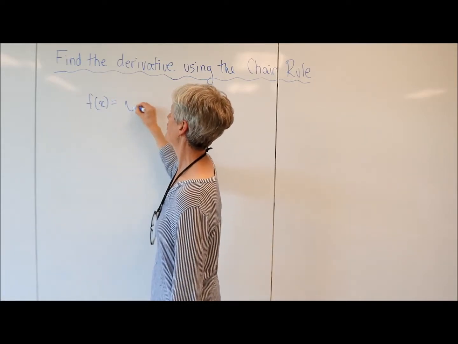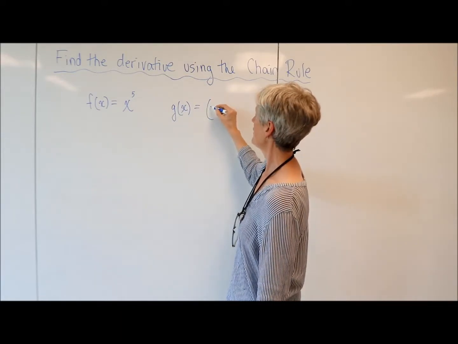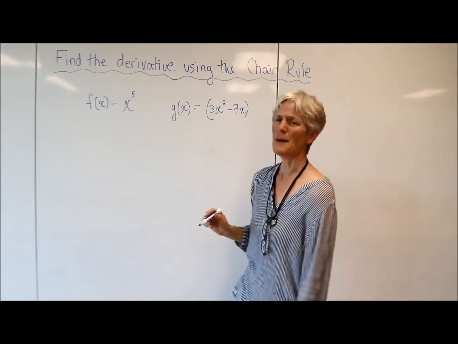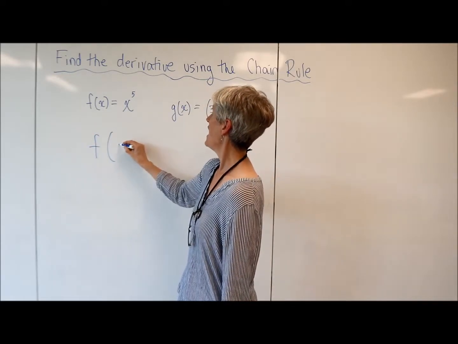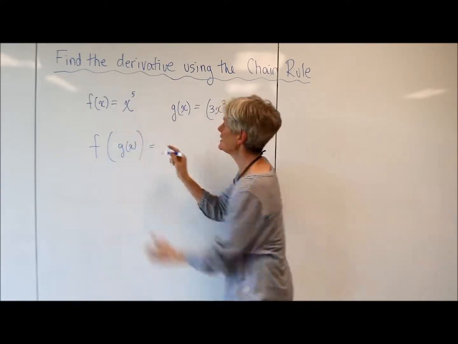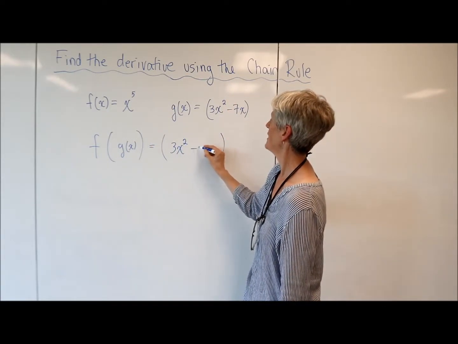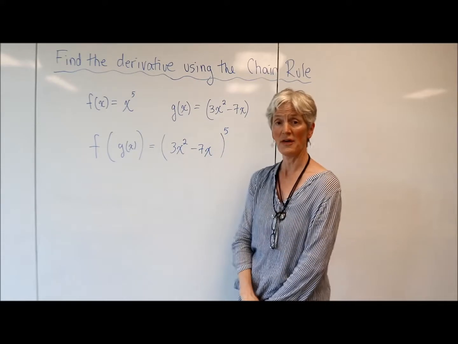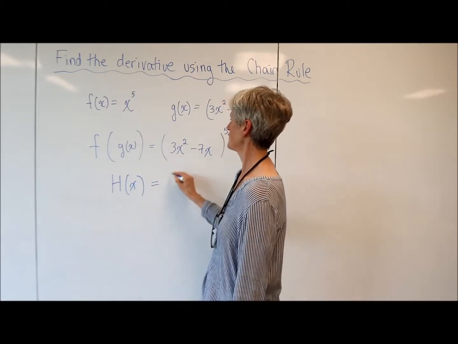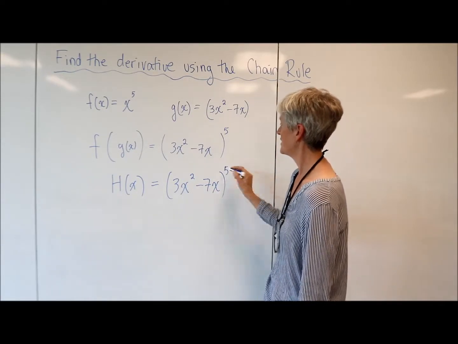Let's say I had a function f of x equals x to the fifth, and let's say we had another function g of x, which was 3x squared minus 7x. If I wanted a composition of functions, in other words, if I wanted f of g of x, what that means is I put g of x in as the input for my f of x function, so that would become 3x squared minus 7x, all raised to the fifth. And I can call that a new function. Let's call that h of x, just for fun. So I have h of x is equal to the quantity 3x squared minus 7x, all raised to the fifth.